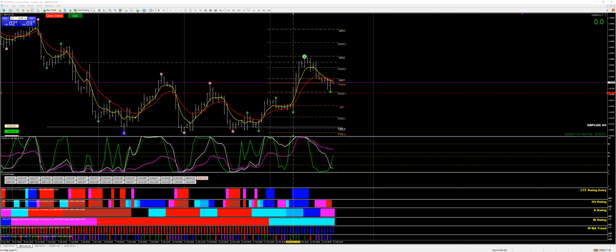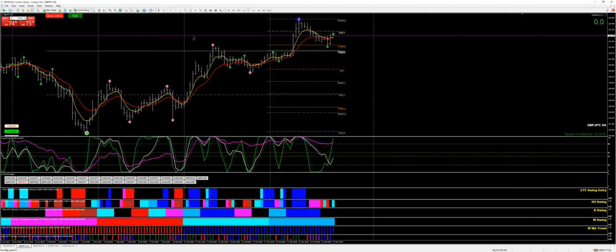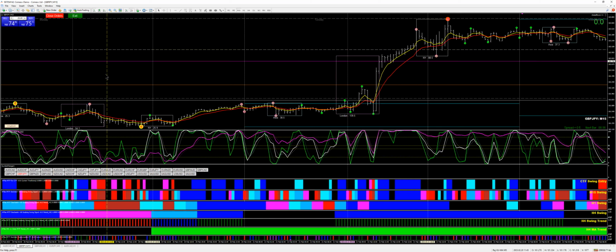Next one is a pound yen. Pound yen. Again, we were waiting for the retrace to be over or get a retrace on the 4-hour. Here's the retrace. 15-minute. This has turned over here. It didn't get an entry here. So your entry is here, correct? Somewhere in here is the entry.